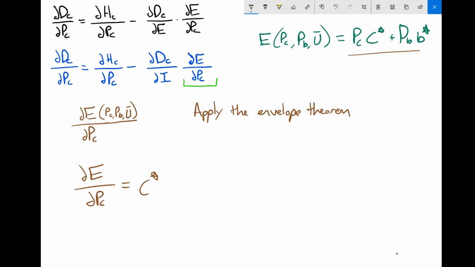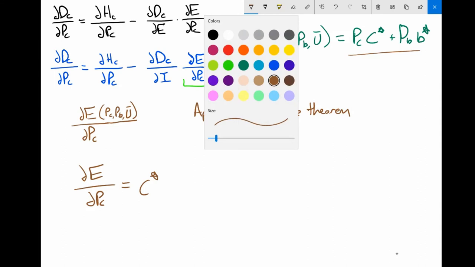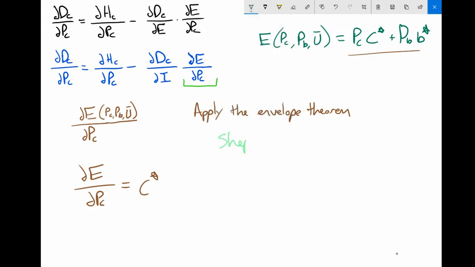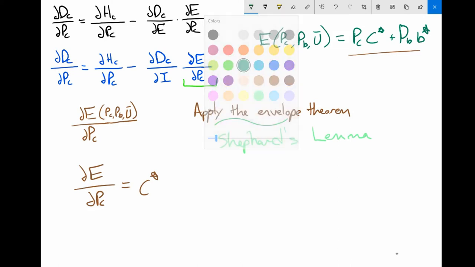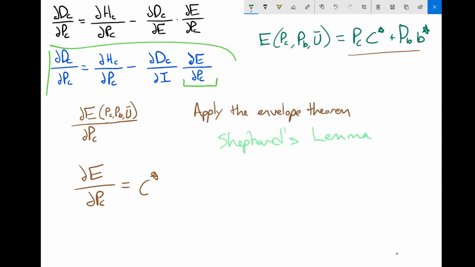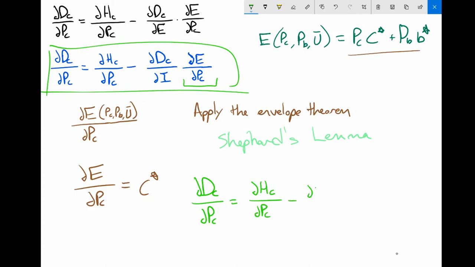So now I can apply the envelope theorem. In this particular context, it is called Shephard's lemma, if you're interested. Now I'm going to rewrite this equation, having simplified everything. The total effect of a price change on uncompensated demand is equal to the effect of a price change on compensated demand minus the effect of a change in income on demand, multiplied by the demand, where we'll just get rid of the star for now.